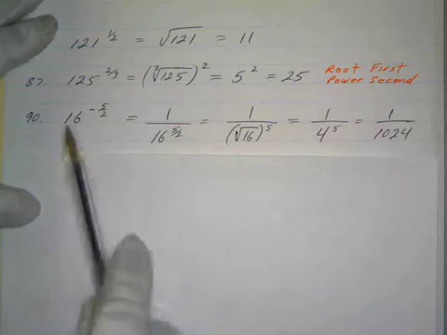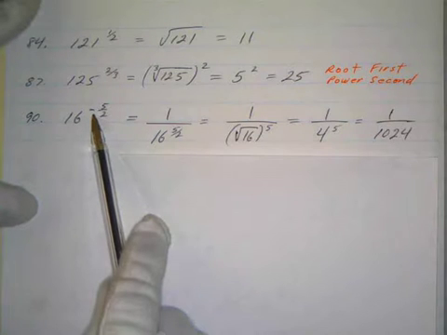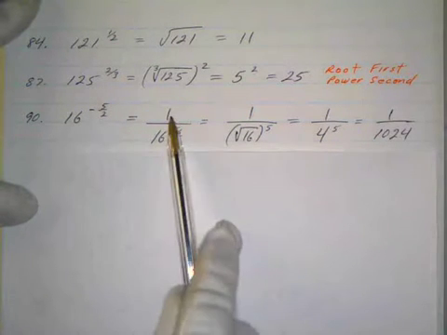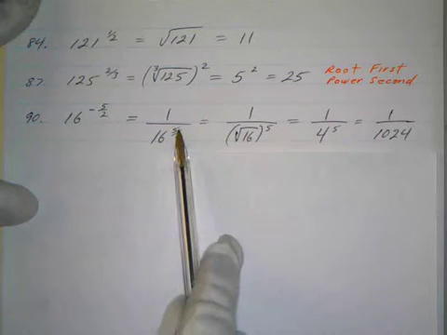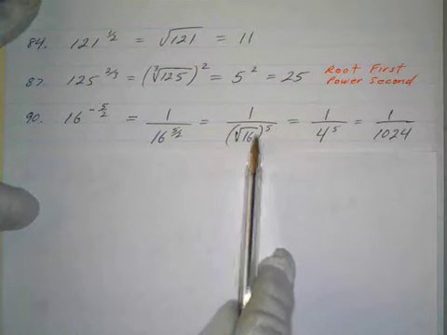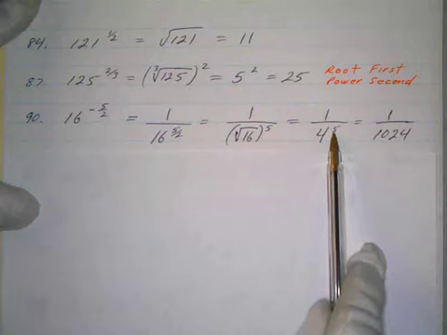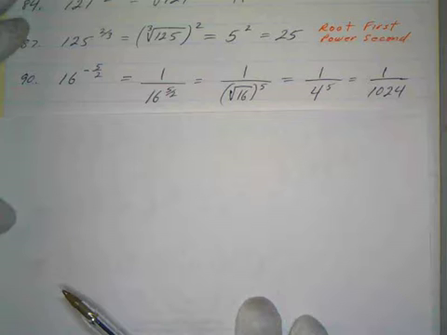And then over here, we've got 16 to the negative 5 halves. And remember, one of the rules we had is that this is the same thing as 1 over 16 to the 5 halves. And again, you could root first, power second. If I root first, this is the square root of 16 to the 5th power. What's the square root of 16? 4. What's 4 to the 5th? Well, 4 times 4 is 16, times 4 is 64, times 4 is 256, times 4 is 1024. Okay.